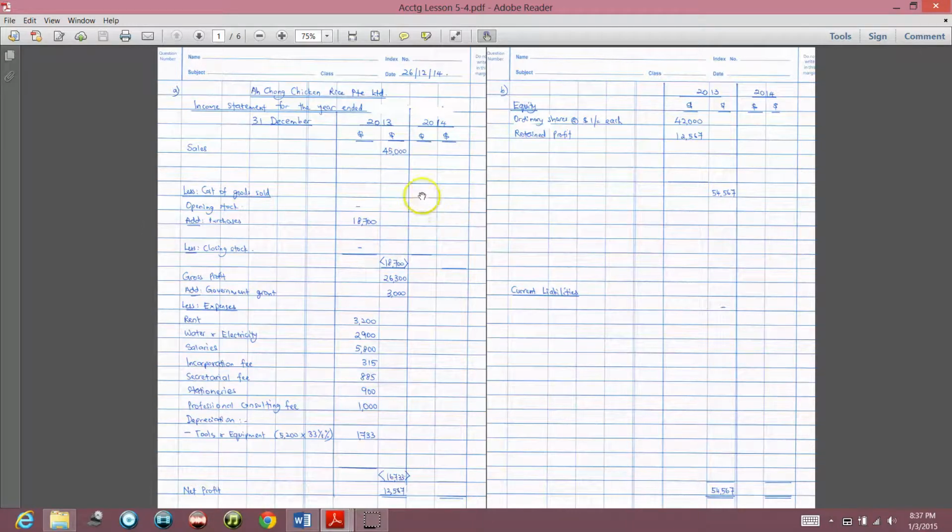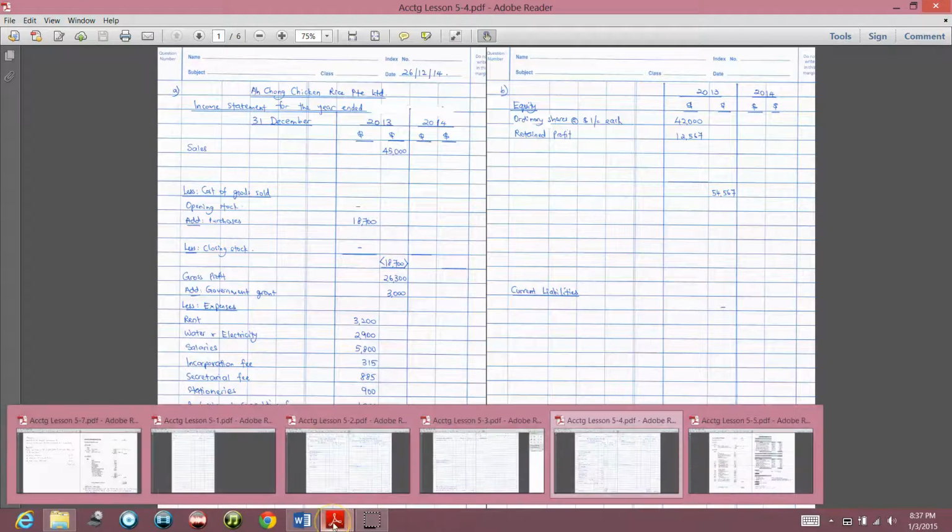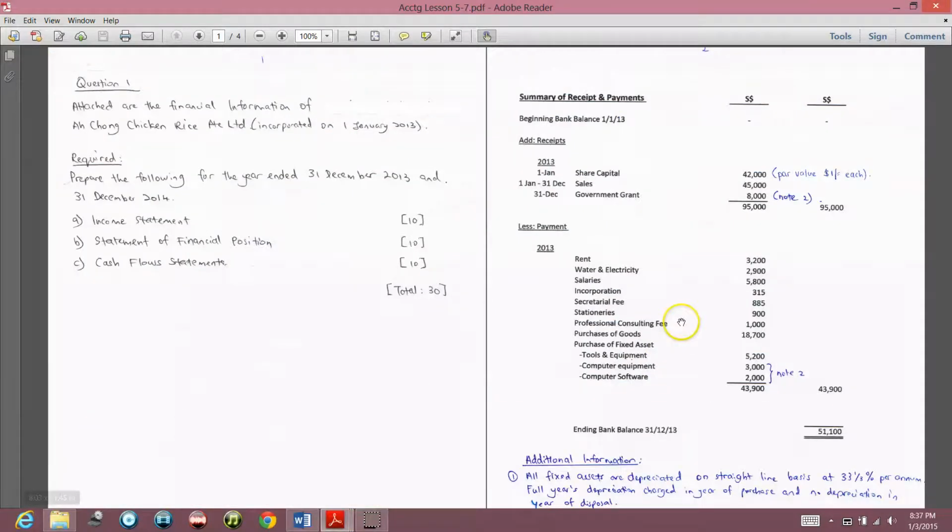Now, how come suddenly so many figures? Actually it's not difficult. Where do I get all these figures from? The 45,000 and 18,700 are from the question paper. 45,000 is the sales, and 18,700 is the cost of goods sold. All these are expenses: rent, water, electricity, salary, incorporation fees. All these expenses I just put in the profit and loss account, right?